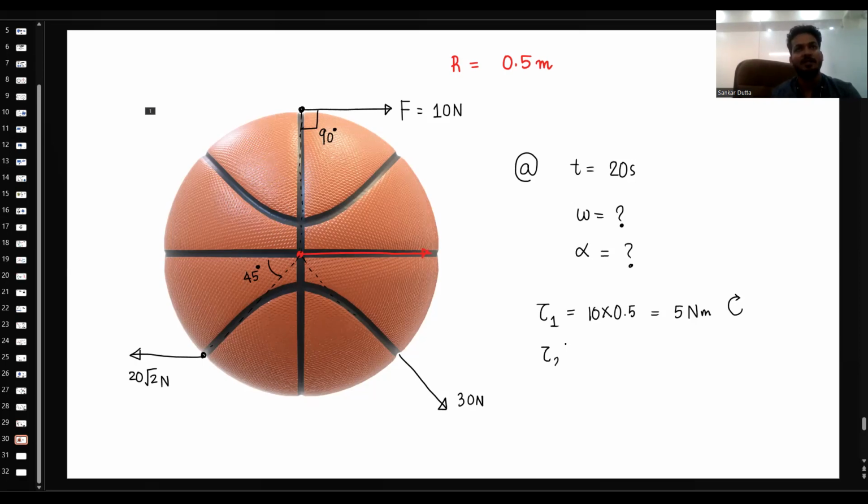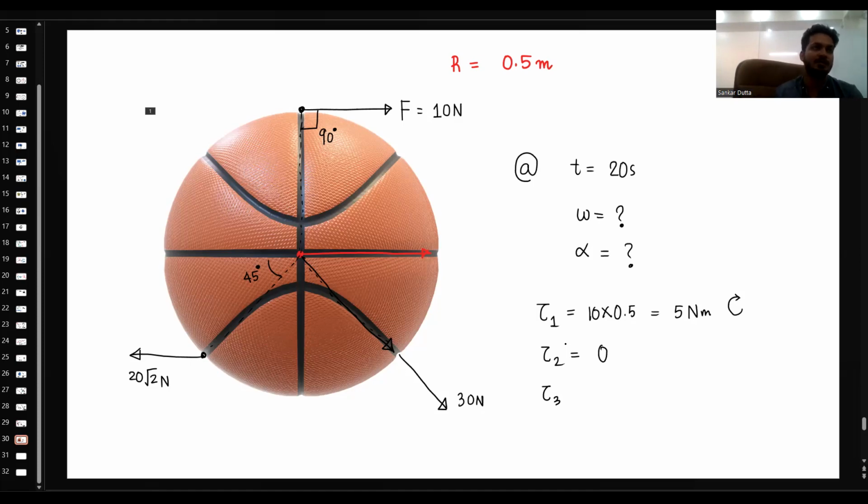What about the torque because of the 30 Newton force? Well, it has R equal to 0.5, but you can see R and F are in the same direction. It's in the same direction, right? So you can pretty much understand that the 30 Newton force will not contribute to any torque because the R vector, the vector which is joining the axis of rotation to the force, makes 0 degrees with the force itself. So the torque is going to be 0.